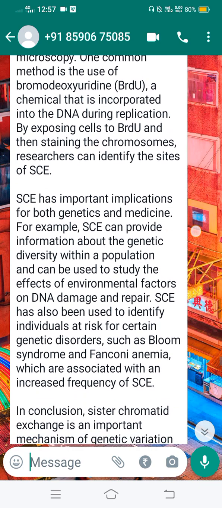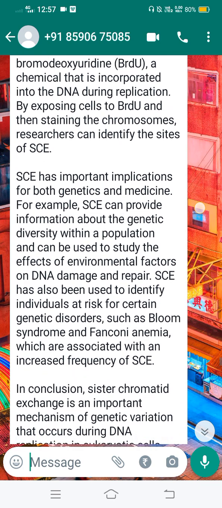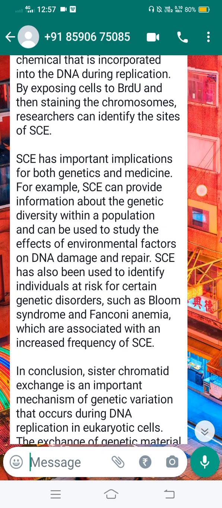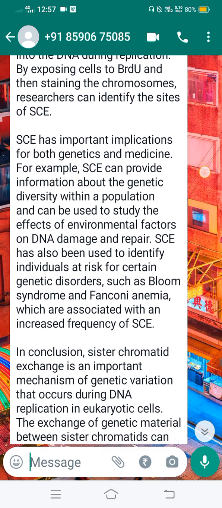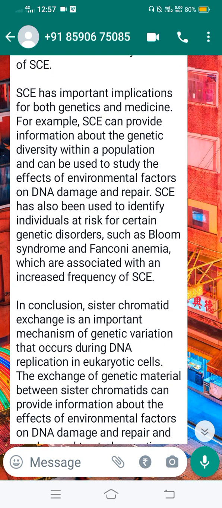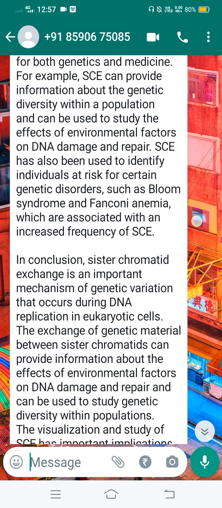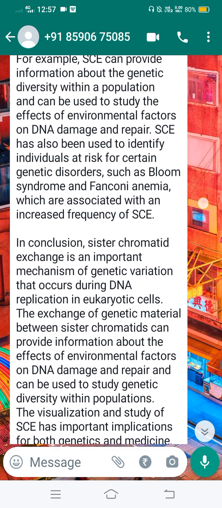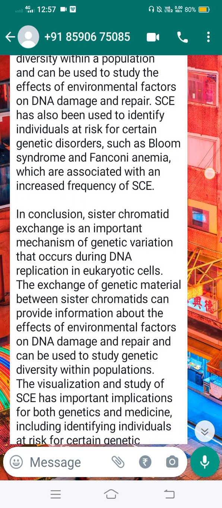SCE has important implications for both genetics and medicine. For example, SCE can provide information about the genetic diversity within a population and can be used to study the effects of environmental factors on DNA damage and repair. SCE can also be used to identify individuals at risk for certain genetic disorders such as Bloom syndrome and Fanconi anemia, which are associated with an increased frequency of SCE.